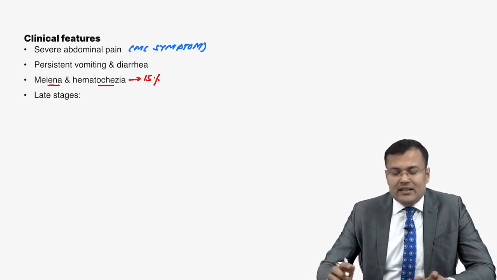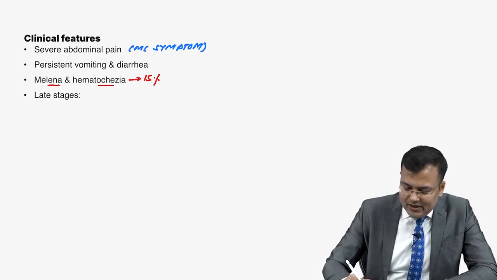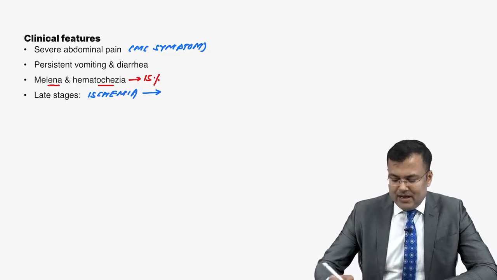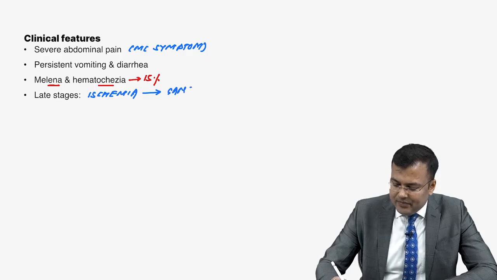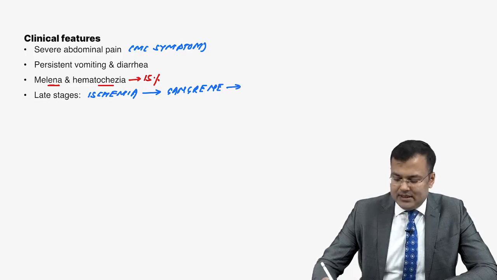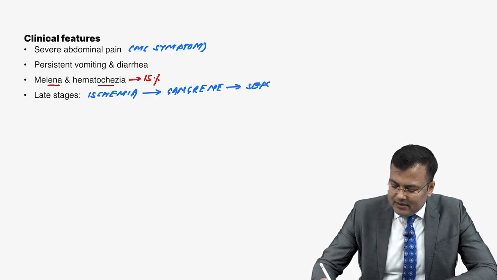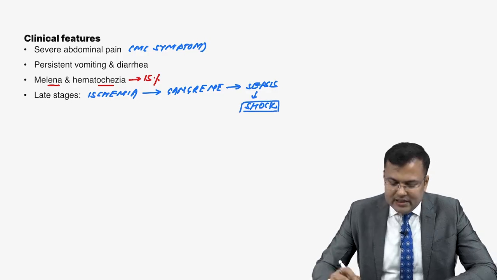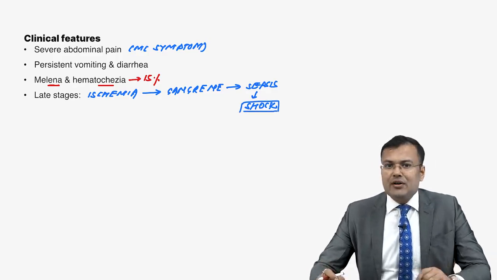And in late stages, see the sequence. Initially, there is ischemia. If there is delay in diagnosis or delay in treatment, it can progress to gangrene. If there is still delay, it leads to sepsis. And after sepsis, it can cause shock. So in late stages, the patient might present to your emergency in a state of shock.